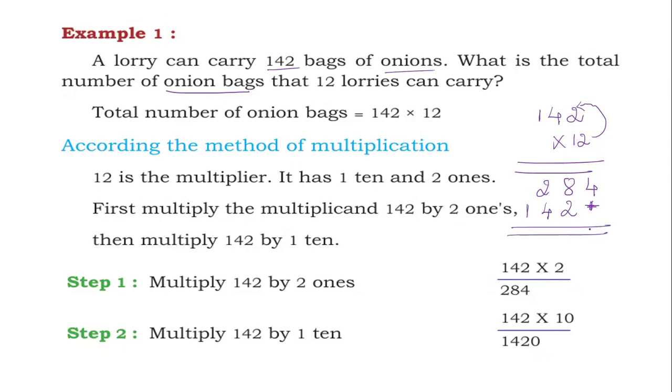Add all these. 4, 8 plus 2 is 10. Put 0 in the tens place and carry 1. 2 plus 4 is 6. 6 plus 1 is 7. 1, 1. So 1,704 onion bags in total in 12 lorries. Total 1,704 onion bags.